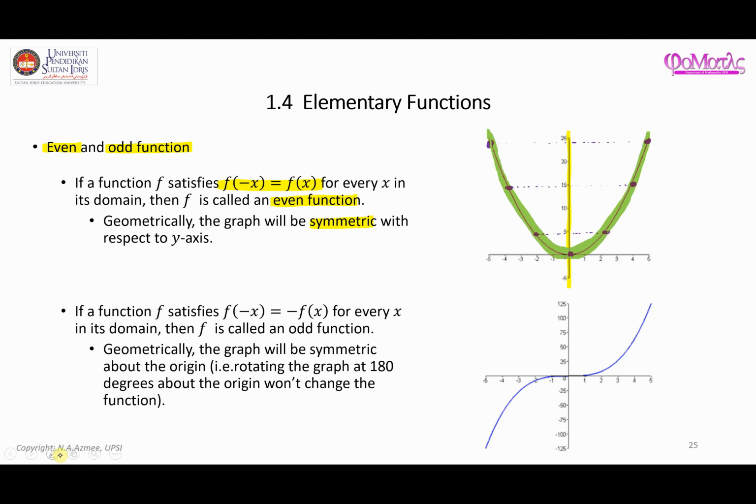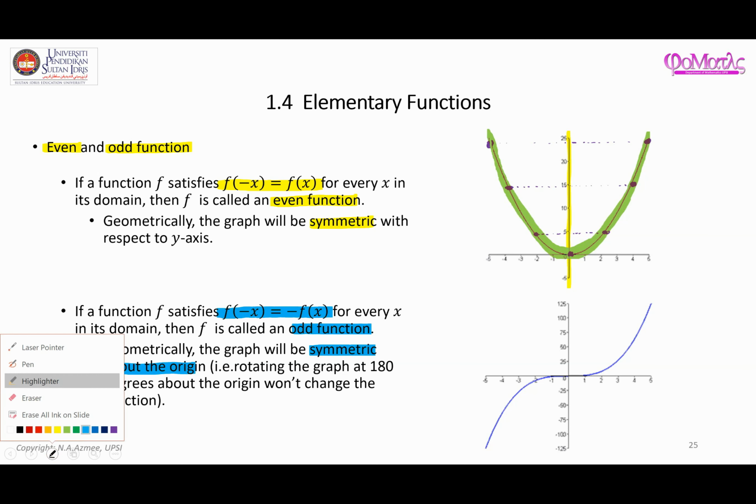Now we are going to look at the idea of an odd function. When the function is odd, it has to satisfy this equation here for every x in its domain, and geometrically the graph will be symmetric about the origin. In other words, when you rotate the graph at 180 degrees about the origin, it won't change the look of the function at all. I'm just going to give a quick illustration of that particular sentence.